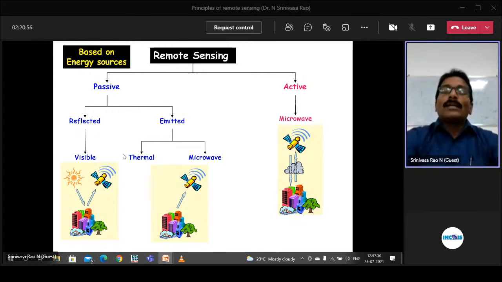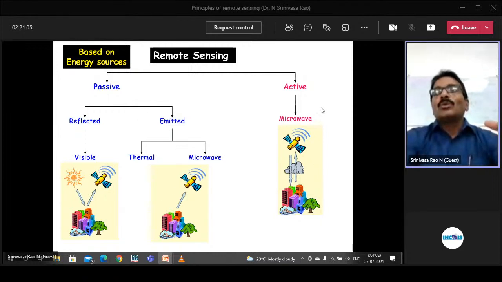So if you consider the thermal region, it is possible only on non-cloudy days. Okay, all this is passive remote sensing. So now, active remote sensing. Active remote sensing is possible only through microwaves.